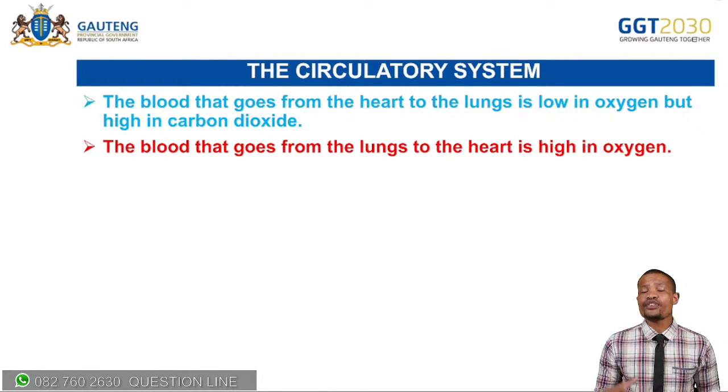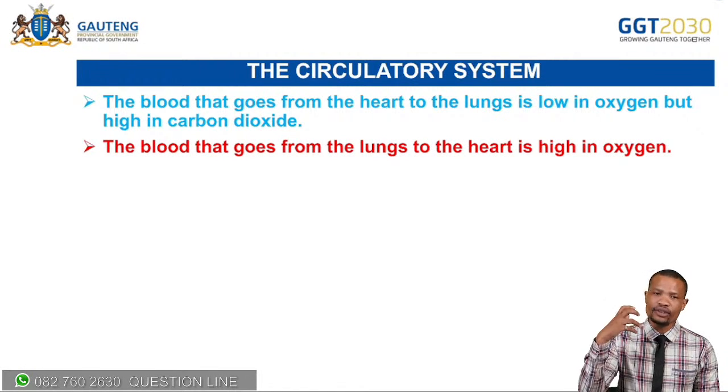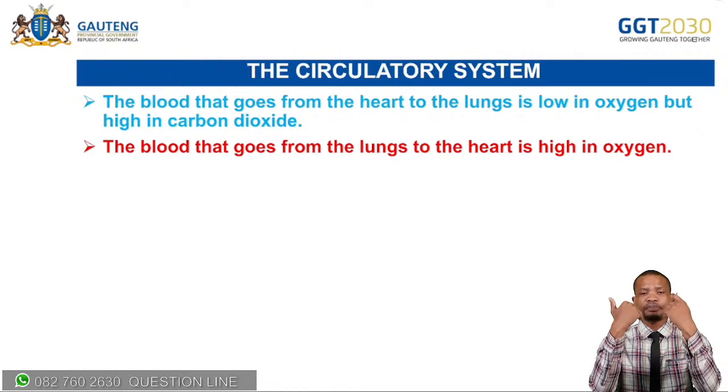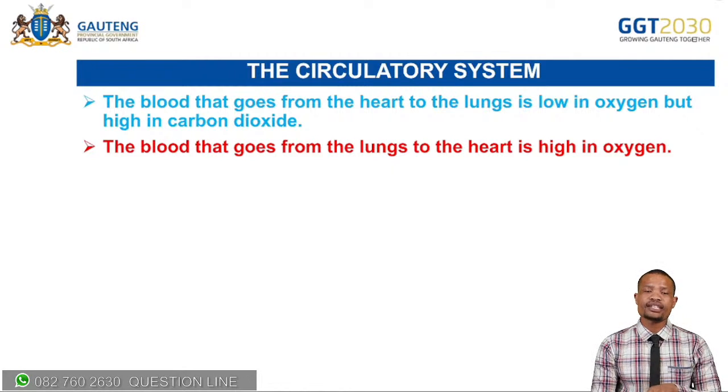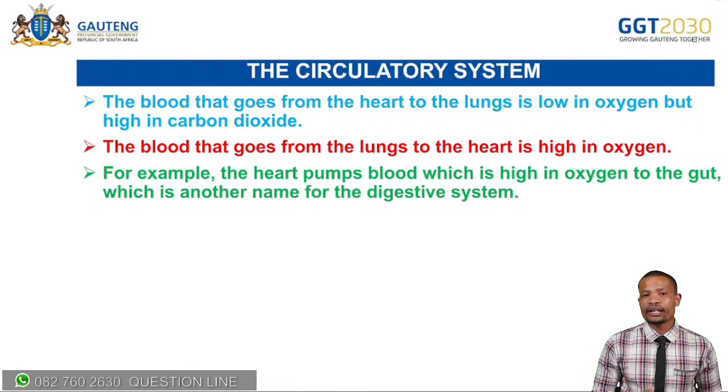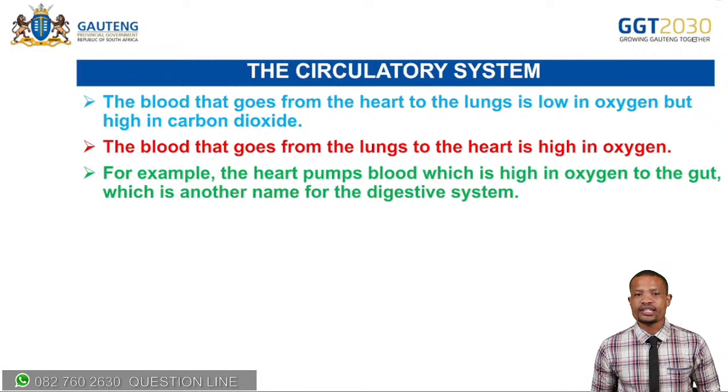So the blood that goes from the lungs to the heart is high in oxygen. Why is it high in oxygen? That is because of the air that we breathe in that is diffused into the blood vessels, and now it carries more oxygen, and the carbon dioxide that diffused out of the blood vessels into the lungs, which we breathe out. Okay? So now this blood carries more oxygen, which is needed by the cells. So now this blood is what? It is oxygenated.